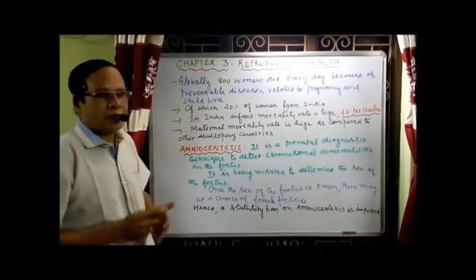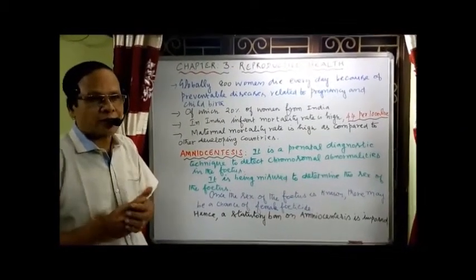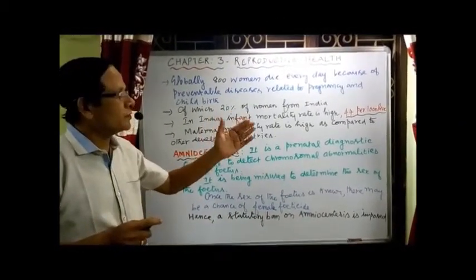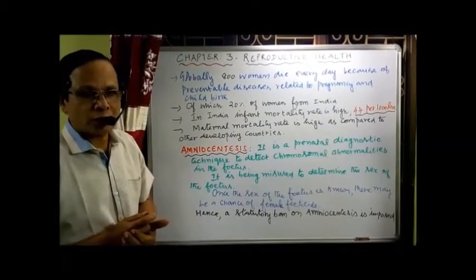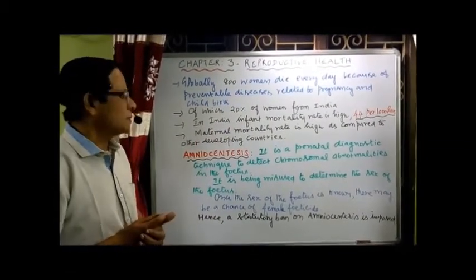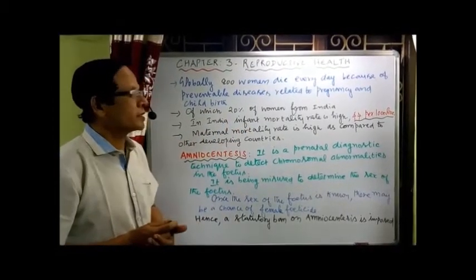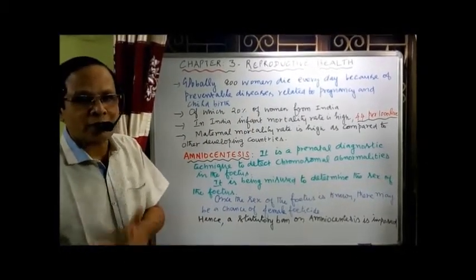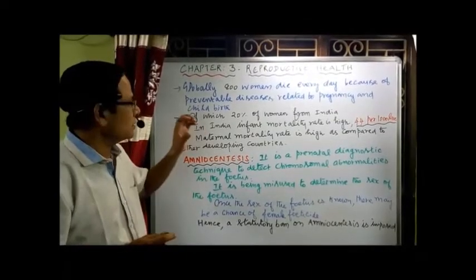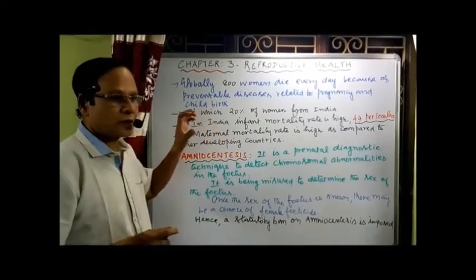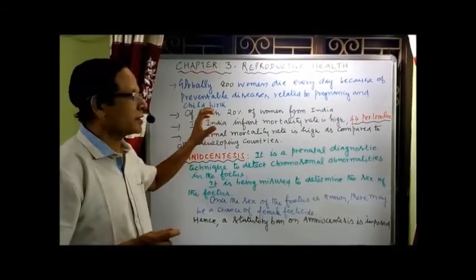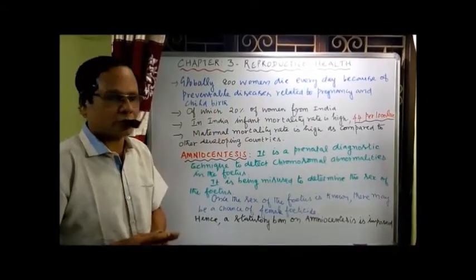In India, the infant mortality rate is high, 44 for every 1000 live births. Even the maternal mortality rate is high as compared to other developing countries. So the infant mortality rate and maternal mortality rate are all high in India as compared to other countries.